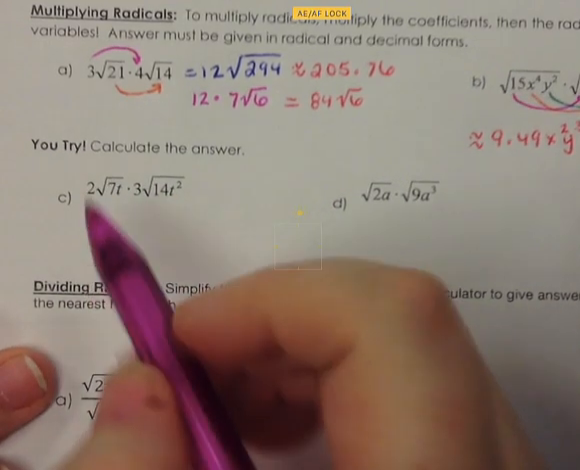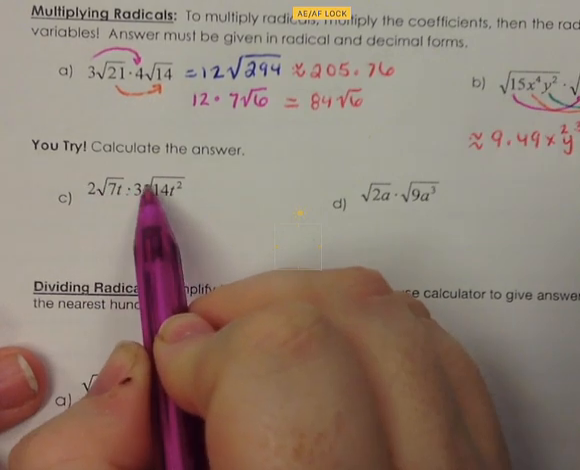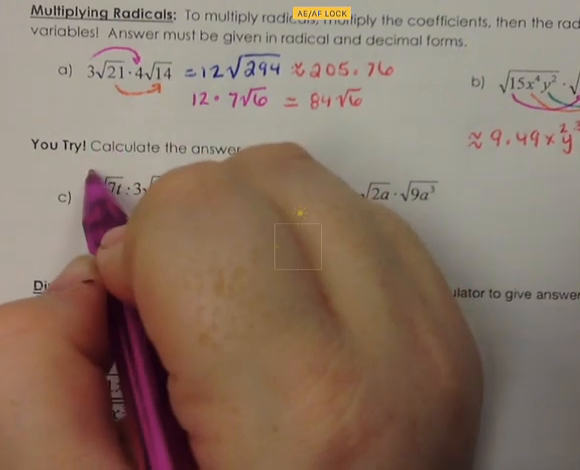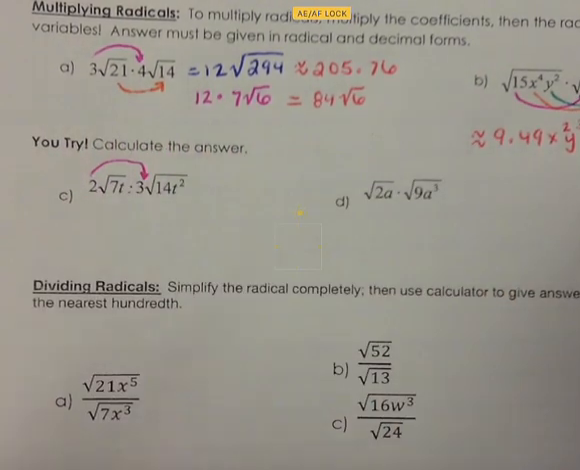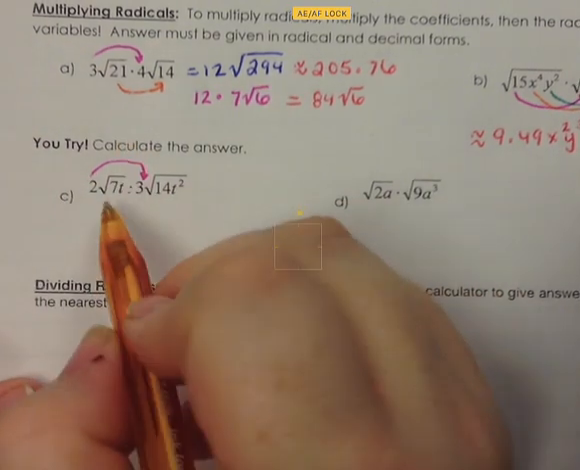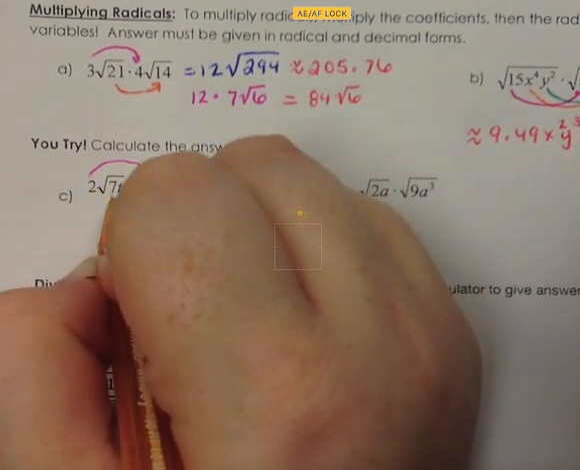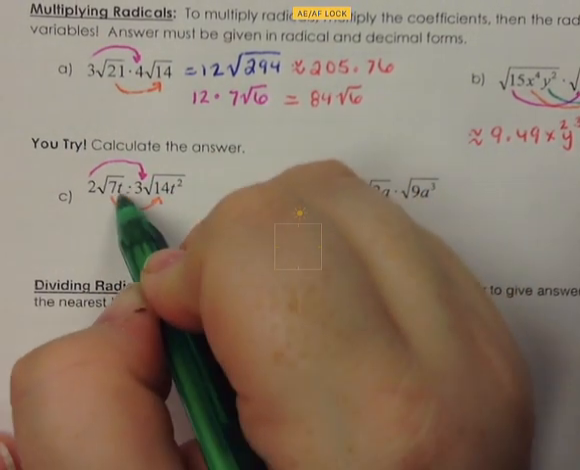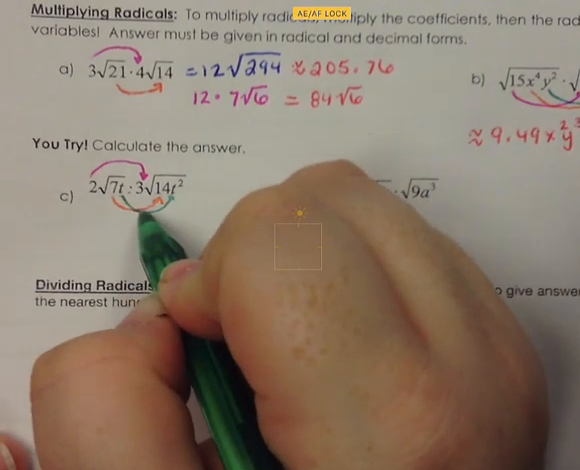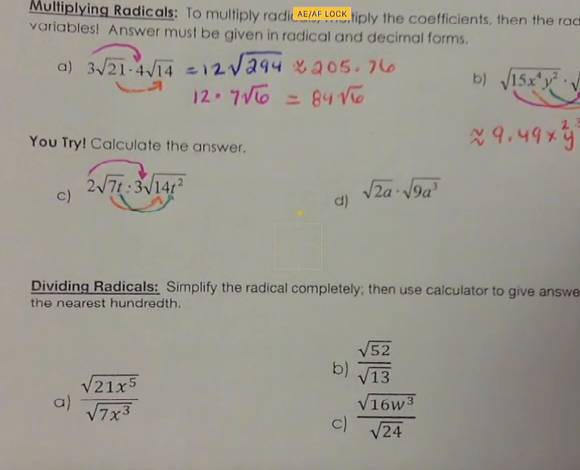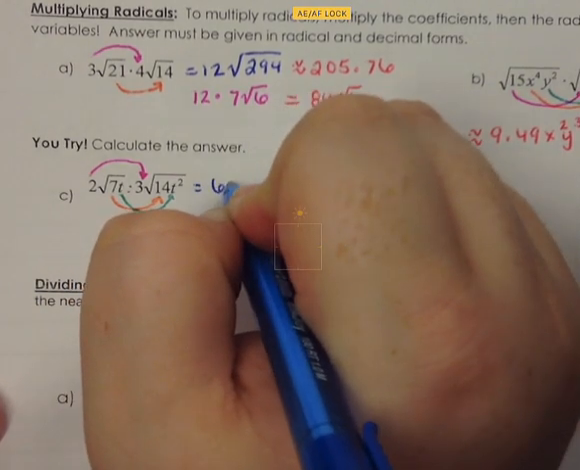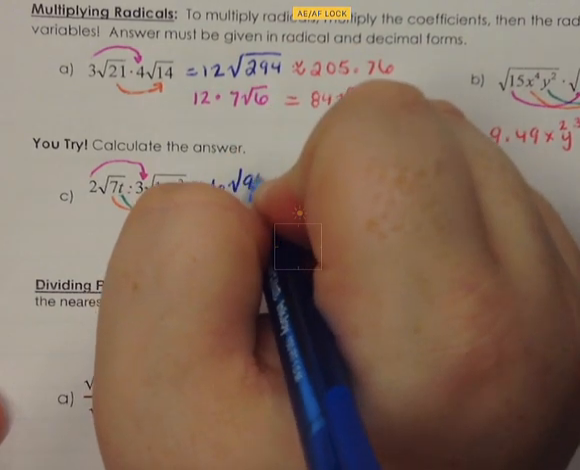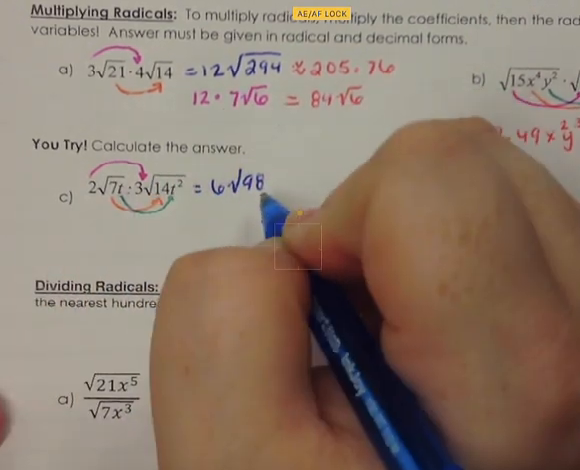So our coefficient, we're multiplying, so our coefficients can multiply because both of these are square roots. If they're the same index, we can multiply. So it's 2 times 3. Then inside the radicands, we have a 7 times 14. But then we have our t times t squared. So we got to make sure we are careful on all those. So 2 times 3 is 6. Then we have the square root of. So 7 times 14 is 98. And then we have t times t squared is t cubed.